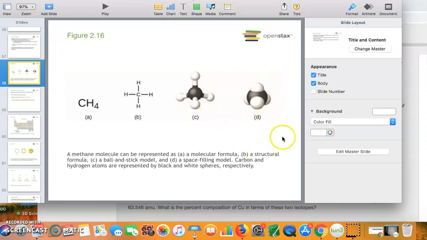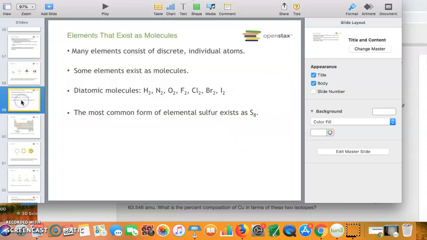And then part D is a space fill model. The difference between the space fill model and the ball and stick model is that the sticks are no longer there. They're very short, shortened to where you really can't see them. Okay, and so it looks a little bit different in that case.